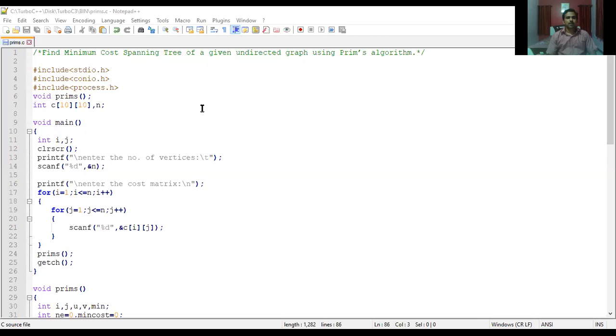So let me go back to the code here. This is the code that we have. As I already mentioned, Prim's algorithm is meant for determining a minimum cost spanning tree for a given undirected graph. Obviously for this algorithm, we need to provide an undirected graph as input.